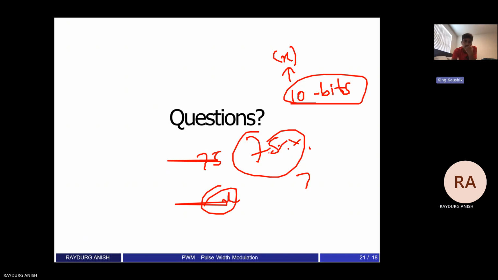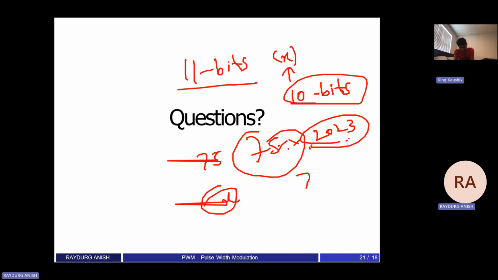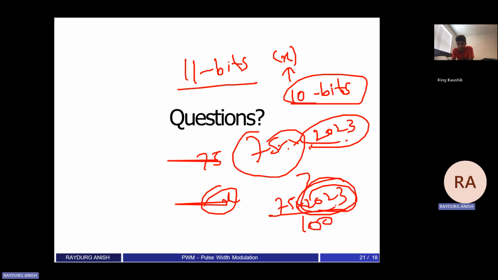To get 75%, how much should be the analog value? So 75 times 1023 divided by 100 equals 767. Exactly. So if it is, let us say, 11 bits, you multiply 75 into 2047 divided by 100.